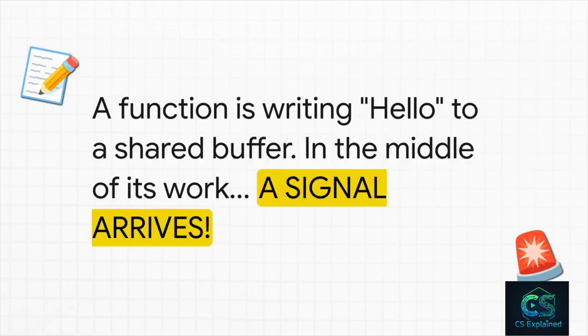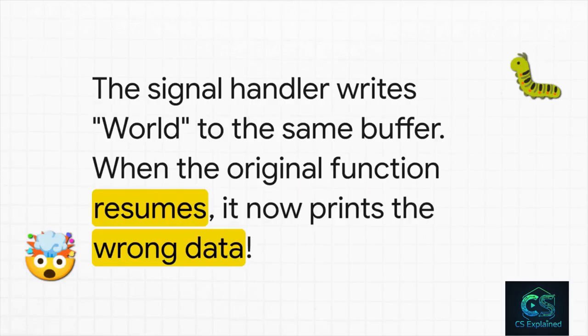It's gotten as far as HEL, and then, bam, a signal gets delivered. Your program is frozen right there, mid-word. The signal handler jumps in, does its thing, in this case, writing "world" to that exact same spot. Then, when the handler's done, control goes back to your original function. But everything's a mess. The data is totally corrupted. What was supposed to be "hello" is now "world." This is a classic re-entrancy problem, and it is an absolute nightmare to debug.